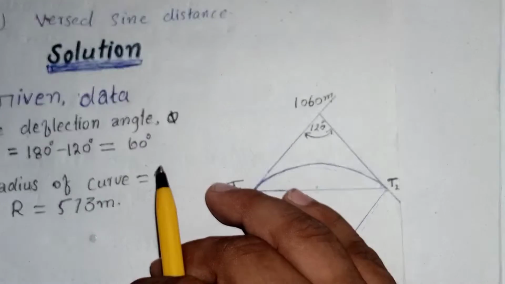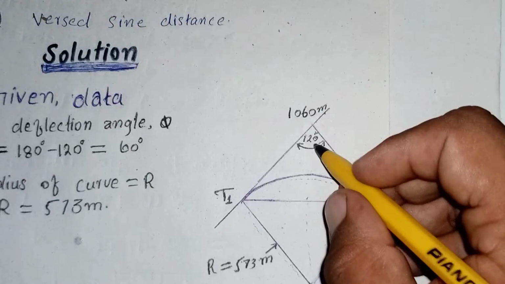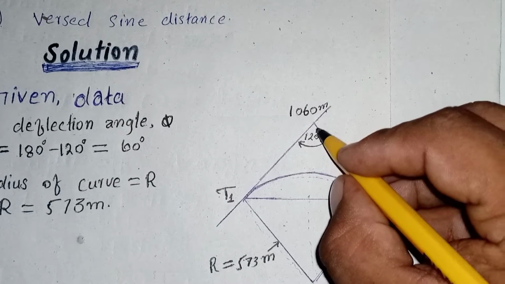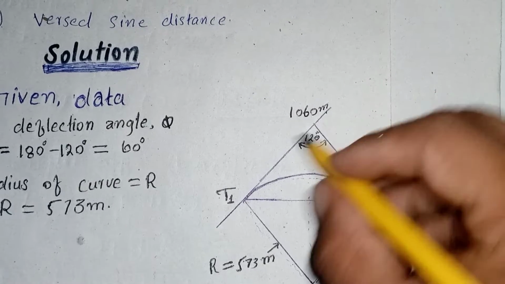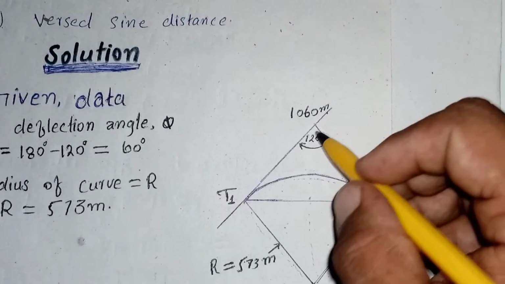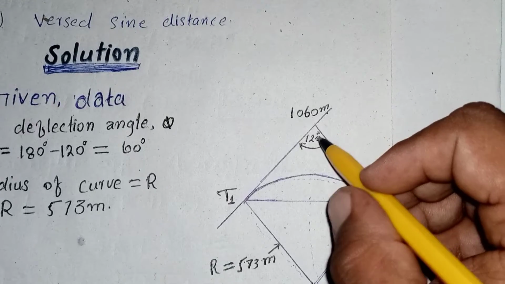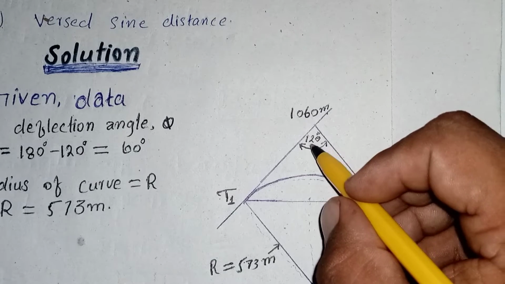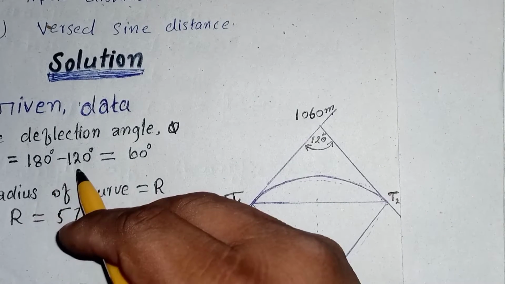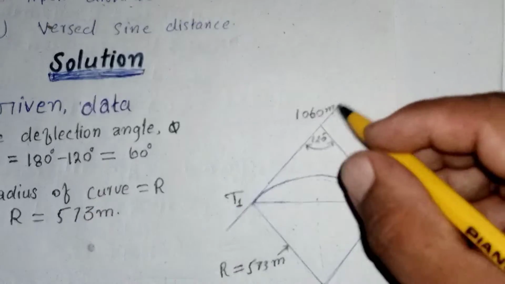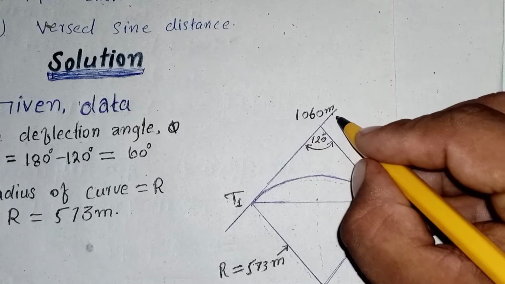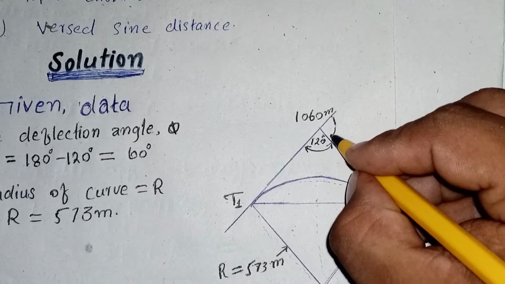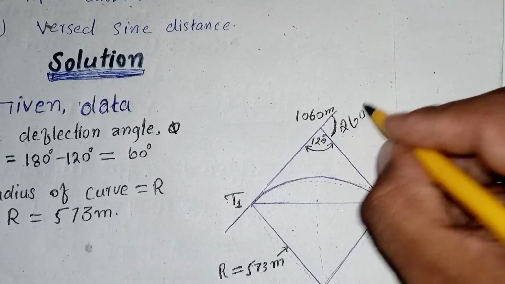So we have to write here, suppose this is an intersection angle, and we are required to find the deflection angle. This whole line is equal to 180 degrees, and this intersection angle is given to us as 120 degrees. So 180 minus 120 is equal to 60 degrees. So this is a deflection angle which is equal to 60 degrees.